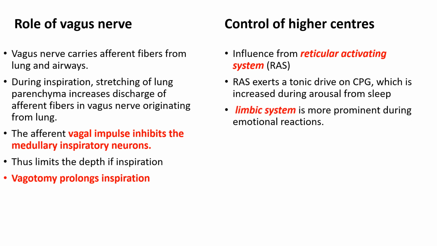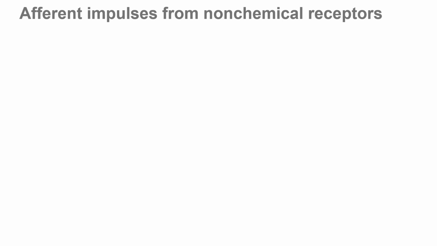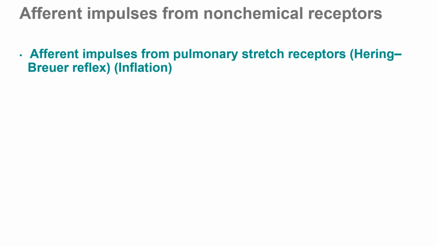Another one is the limbic system and the hypothalamus, which is mainly related to emotions and respiration. Many areas of the cerebral cortex also control the medullary respiratory centers. Now, the afferent impulses from the non-chemical receptors. First, the afferent impulses from the pulmonary stretch receptors. As we have discussed before, there are several pulmonary receptors. The stretch receptors are stimulated when there is more stretch, meaning overinflation. This reflex is called the Hering-Breuer inflation reflex. There is a deflation reflex also. So this limits the overinflation of the lung and the chest wall.